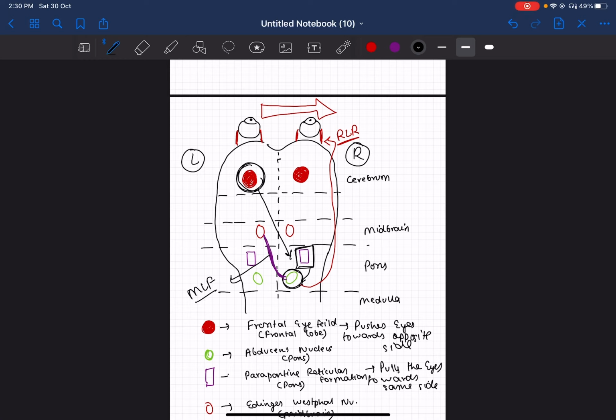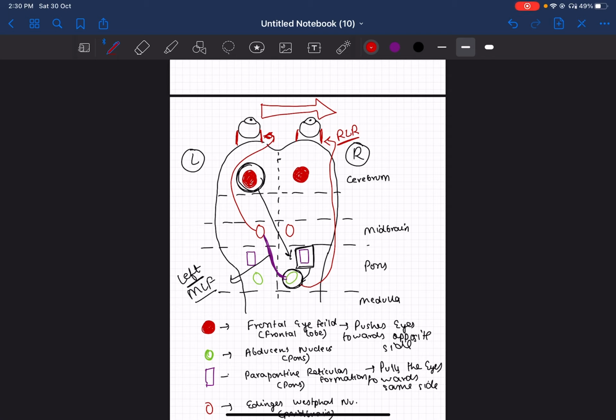Now, when the right lateral rectus is abducting, at the same time the left medial rectus should also adduct, right? So this is established by the medial longitudinal fasciculus. You can see that the medial longitudinal fasciculus is crossing the midline and is innervating the left Edinger-Westphal nucleus. This left Edinger-Westphal nucleus will supply the left-sided medial rectus.